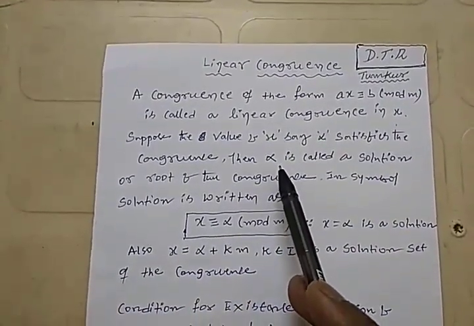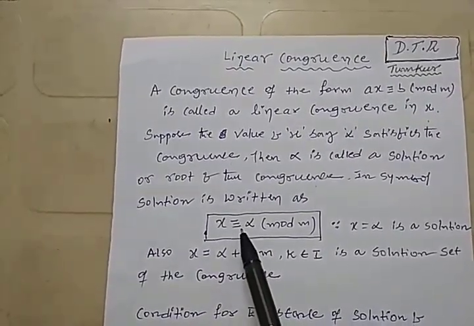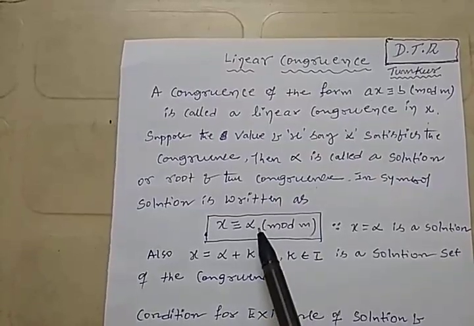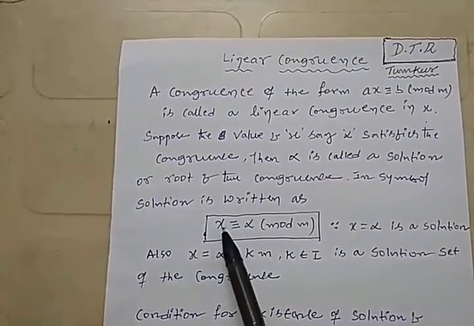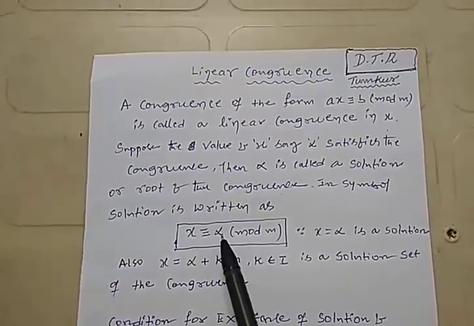That solution is written in symbol like this: x is congruent to alpha mod m. Here the value of x is alpha. Alpha is a solution.